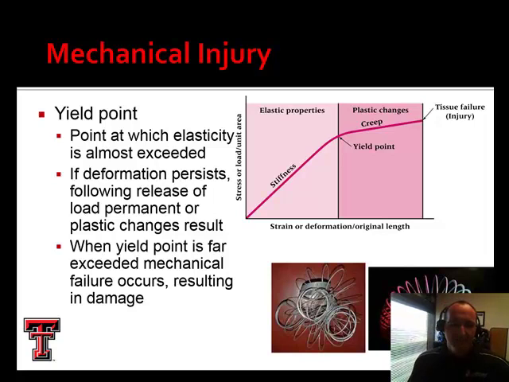But anyway, if this deformation persists in our tissue, then eventually there will be permanent changes. And when we say permanent, that doesn't necessarily mean forever. In some instances, it may just mean a day or two. But lasting is probably a better term than permanent. If we significantly exceed that, then the tissue may fail altogether.